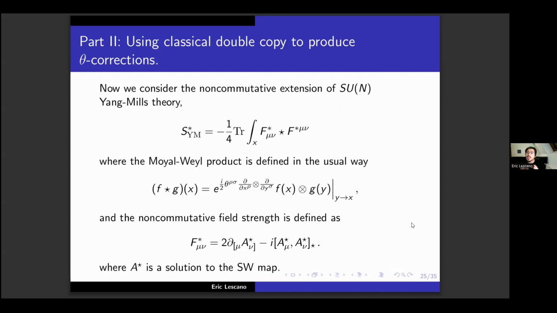Working with non-commutativity requires this beautiful map created by Seiberg and Witten, the Seiberg-Witten map, which requires a particular theta expansion for both the fields and the parameters in order to have consistency at the order of the transformations. That is why at the end of the day, our fields also have a star, as you can see here. F mu nu has a star, and also we have the corrections coming from the star product.